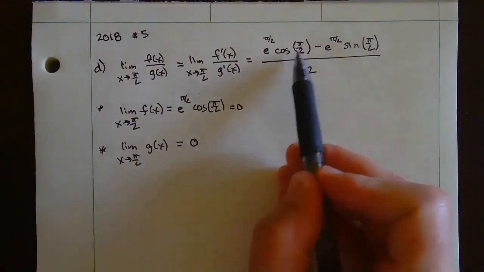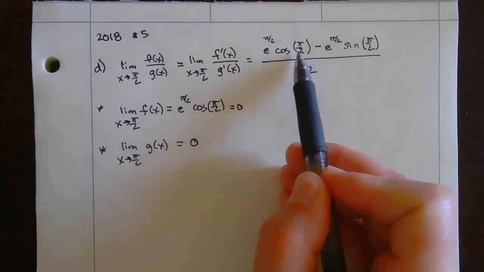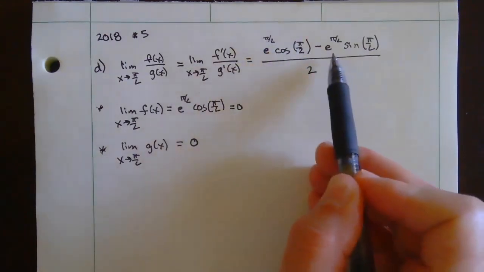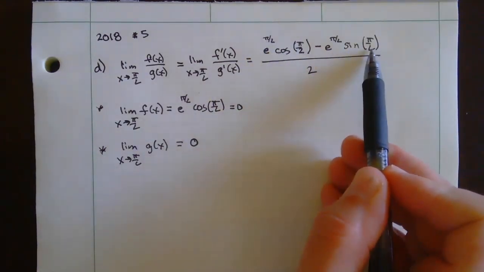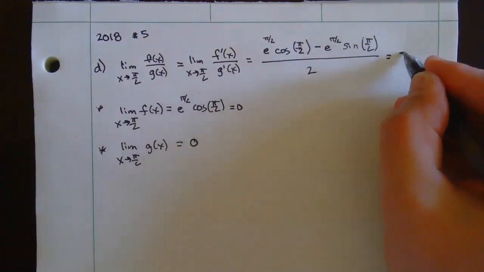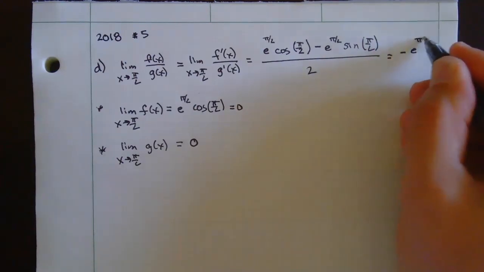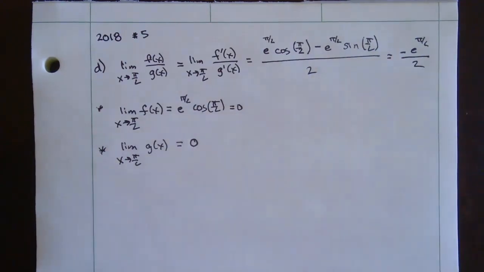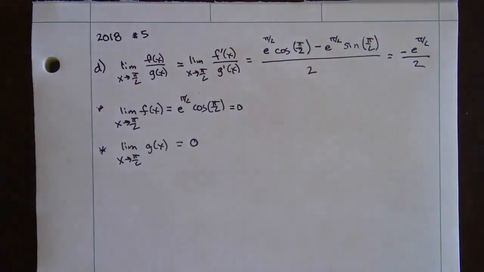Well, what do we know about cosine of pi over 2? That's going to be 0, so this is going to be 0. Sine of pi over 2 is 1. So this becomes negative e to the pi over 2 over 2. And that's the limit, okay? It's negative e to the pi over 2 over 2.